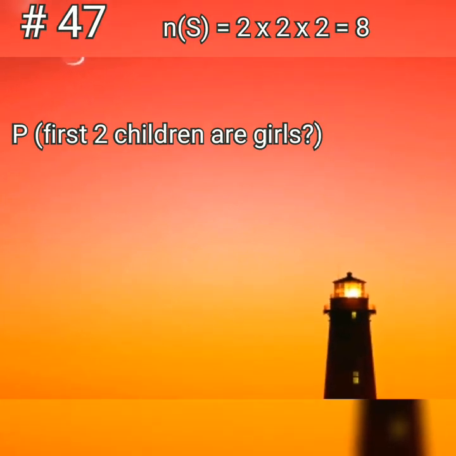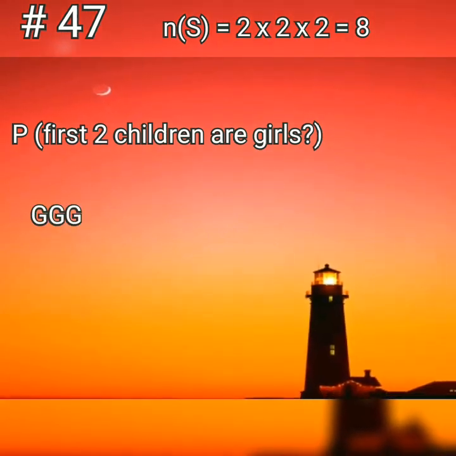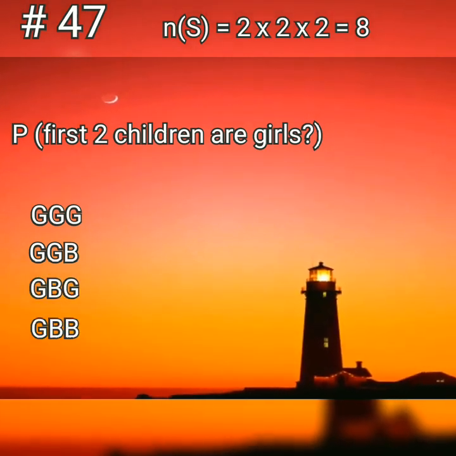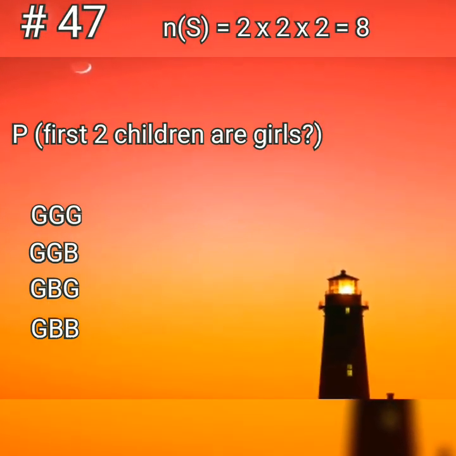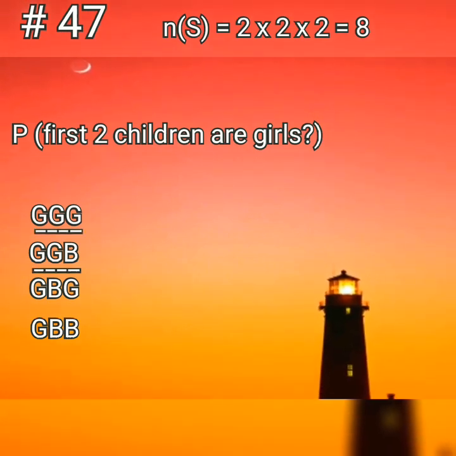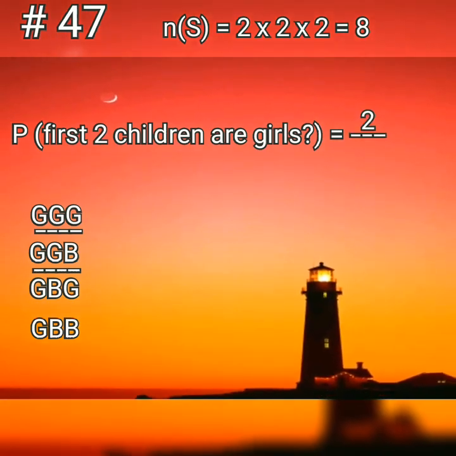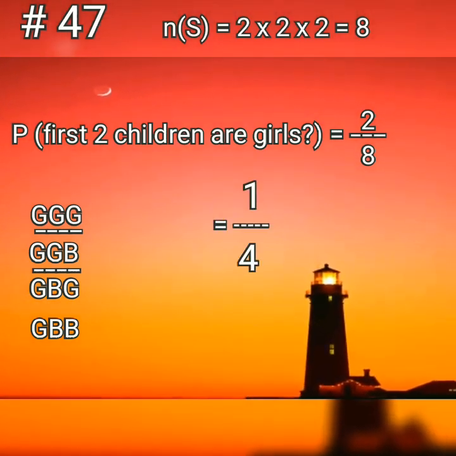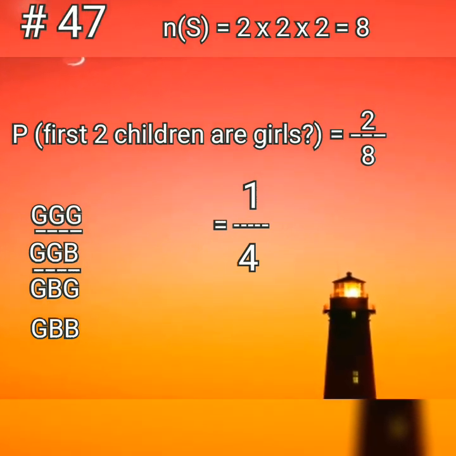That will be girl, girl, girl; girl, girl, boy; girl, boy, girl; girl, boy, boy. Observe that on the given list, there are only 2 which satisfy the given condition, and that is girl, girl, girl, and girl, girl, boy. So, the number of ways the event can occur is 2 all over the number of possible outcomes, which is 8, and 2 over 8 is equal to 1/4. The probability that the first two children are girls is equal to 1/4.